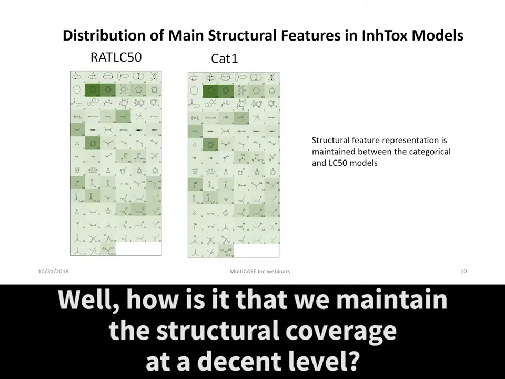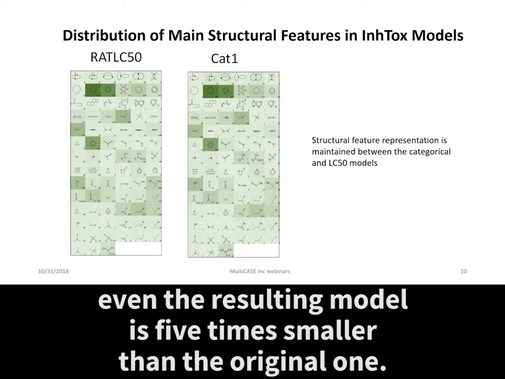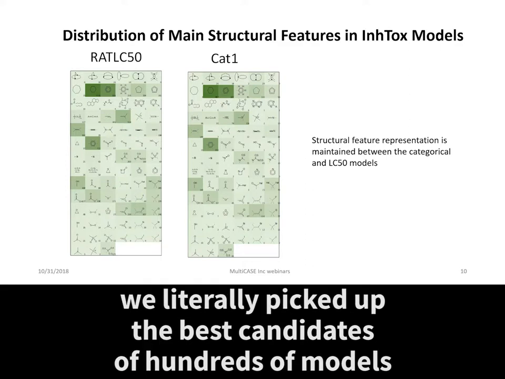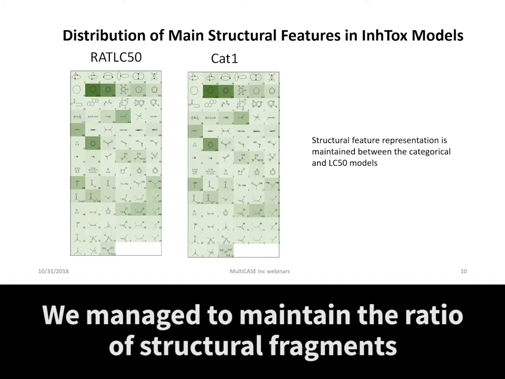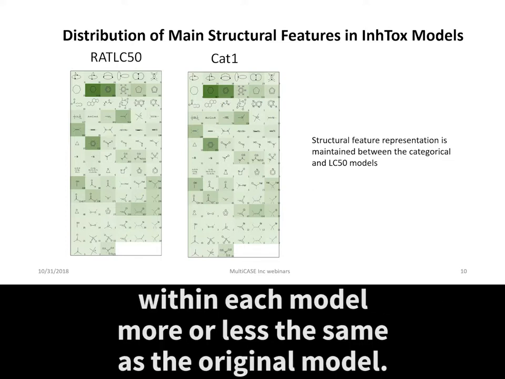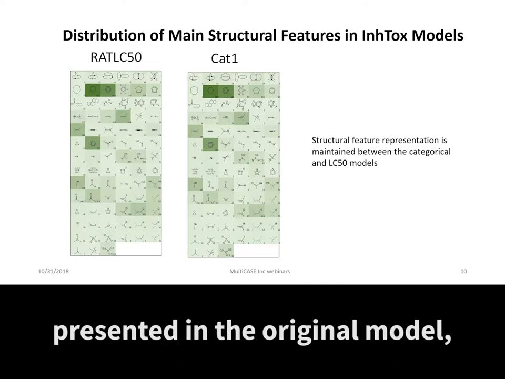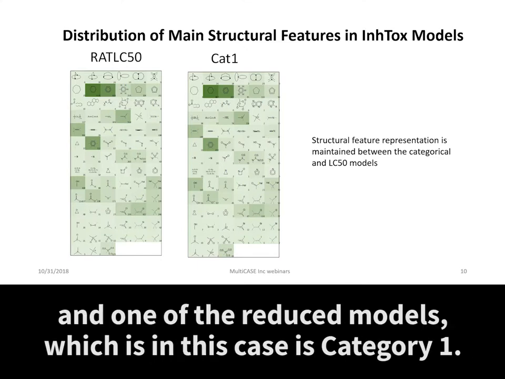Well, how is it that we maintain the structural coverage on a different level? Again, we reduce the size of the models drastically, sometimes even so that the resulting model is 5 times smaller than the original one. But due to our procedure of multiple validations, we literally picked the best candidates out of hundreds of models created for each of those categories. We managed to maintain the ratio of structural fragments within each model more or less the same as the original model. It is represented by the structural diagram, which presents counts of every functional group in the original model, which can be represented by the RAT LC50, and one of the reduced models, in this case category one.